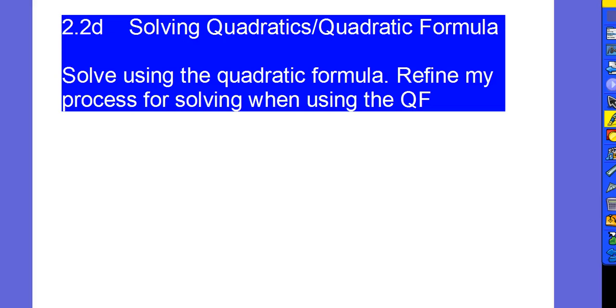All right, so today we are taking notes on the last method for solving a quadratic equation, and that's to use the quadratic formula to solve a quadratic equation. So our objective is to solve using the quadratic formula, which I know you already know how to do. Today our focus is refining your process, refining your skill, becoming a master at using the quadratic formula. Okay? So if you could get that down in your notes.